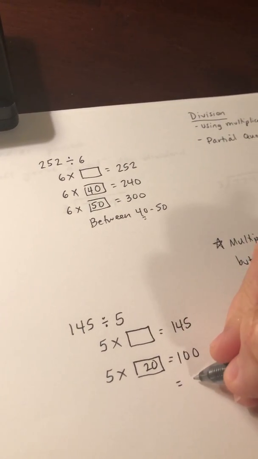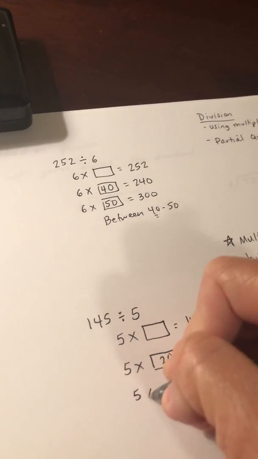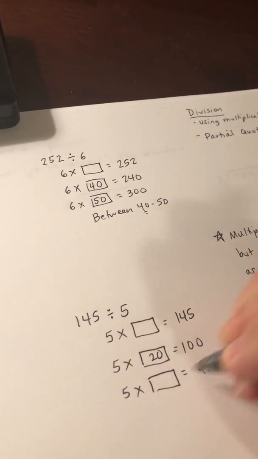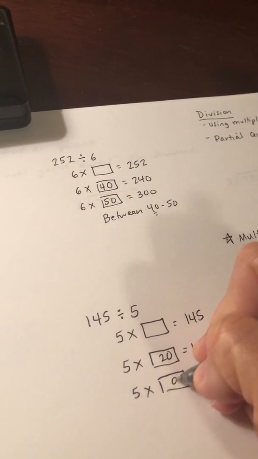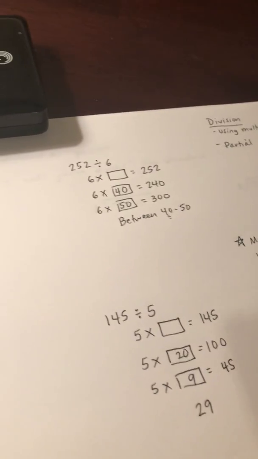How much left of my number do I have? 45 left to divide. So 5 times what number is 45? 5 times 9 is 45. So my answer is these two together, 29.